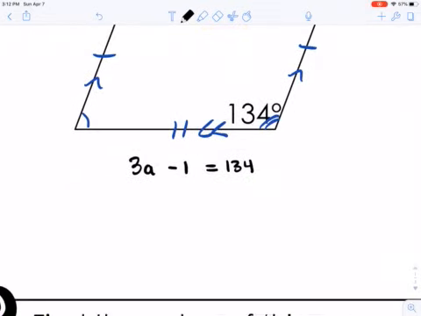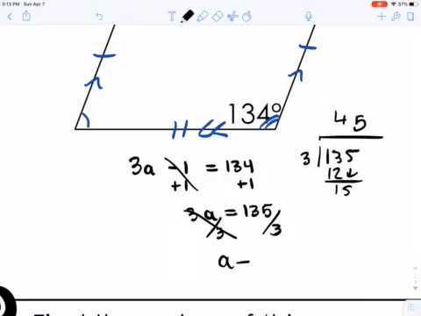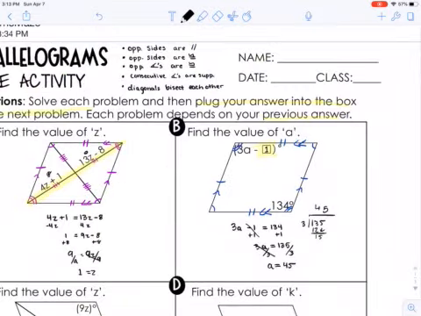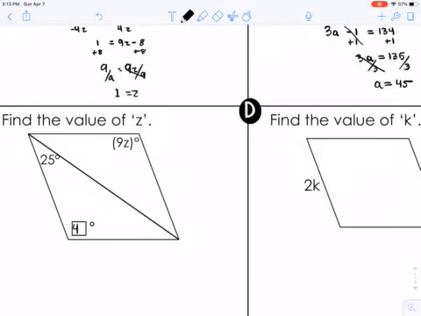So we're going to solve for A. First step, add 1 to both sides. 3a equals 135. Then we need to divide both sides by 3. 135 divided by 3. 4 times 3 equals 12. Carry down the 1. 3 goes into 15 5 times. Looks like A equals 45. And so we solve for A. Now we need to plug our answer into the box for the next question. Here, we put in 45.